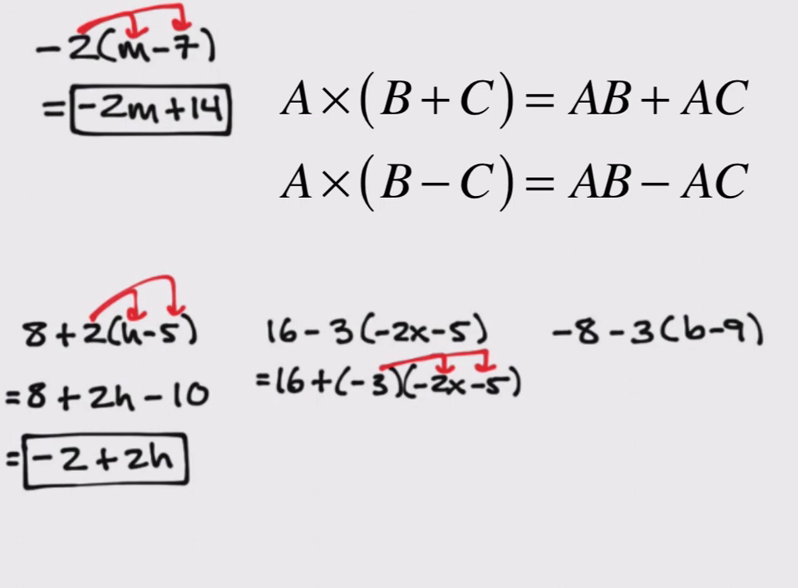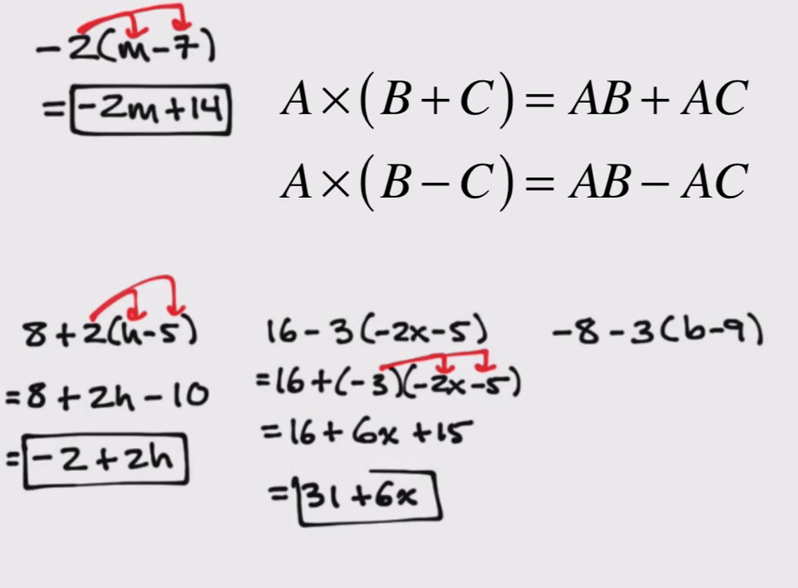So we end up with 16 plus, well, negative 3 times negative 2x will be positive 6x, and negative 3 times negative 5 is 15. We can combine the 16 and the 15. 16 plus 15 is 31. But we can't combine that with the 6x because we don't know what number 6x is, because we don't know what number x is. So this is all we can do, and we leave it as 31 plus 6x.